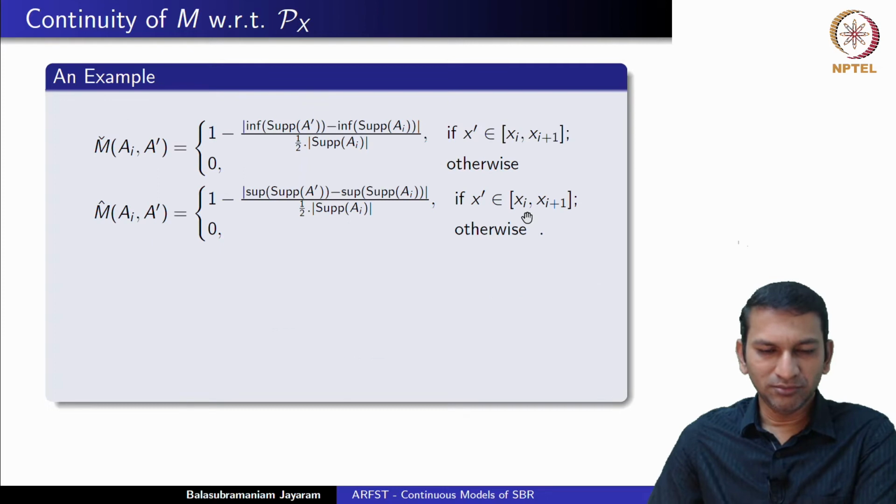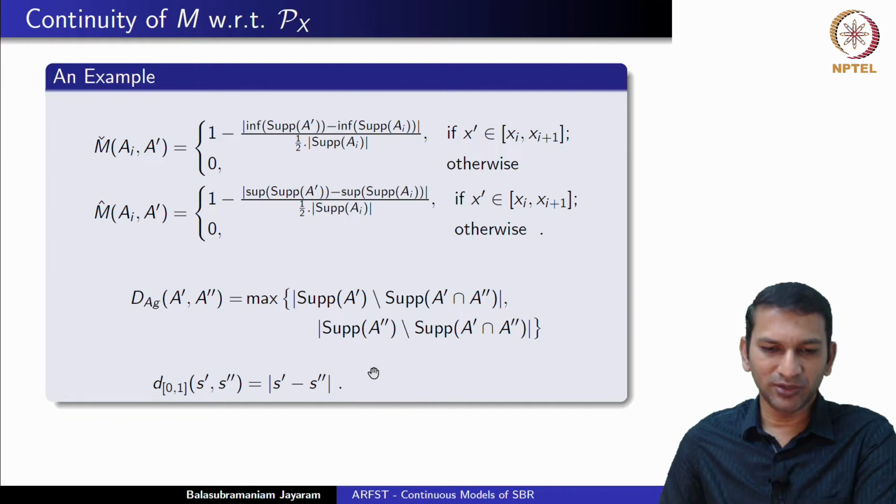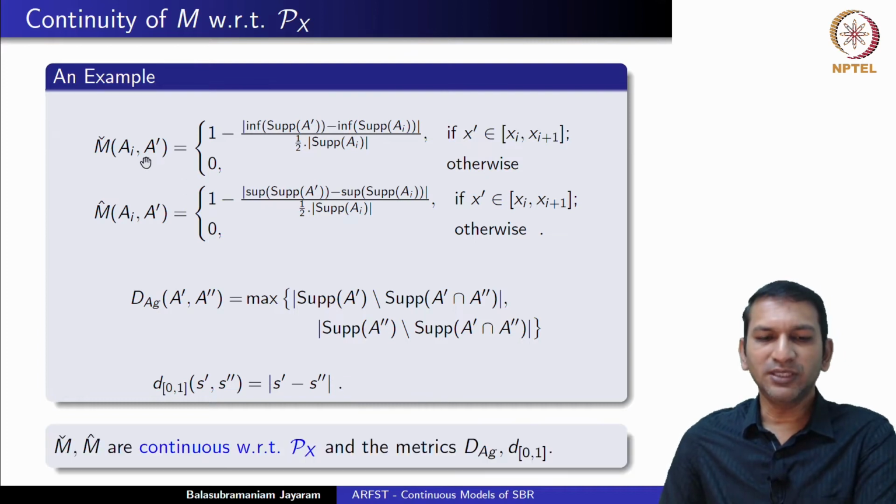Now it can be shown, not without much difficulty, that if we consider these two metrics, the metric d_AG on F(X) and the usual metric mod on [0,1], then both these matching functions are in fact continuous with respect to the covering of X that we have considered and the metrics that we have listed out here. So there are examples of matching functions which are continuous with respect to a given covering of X.